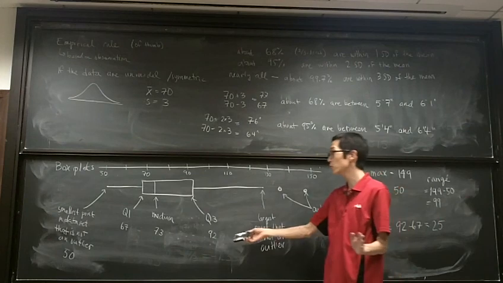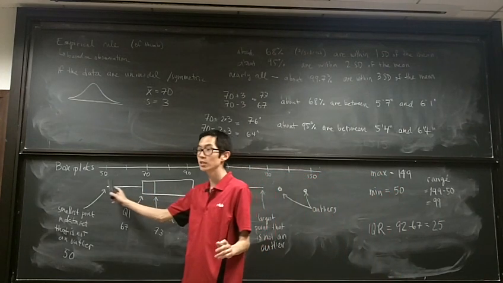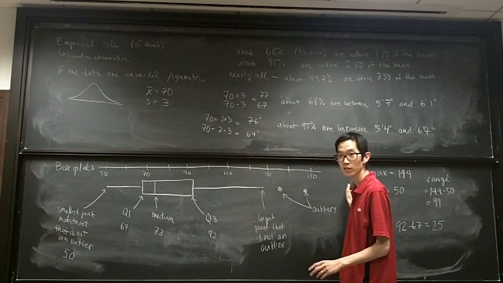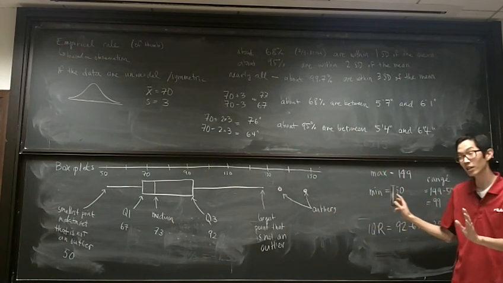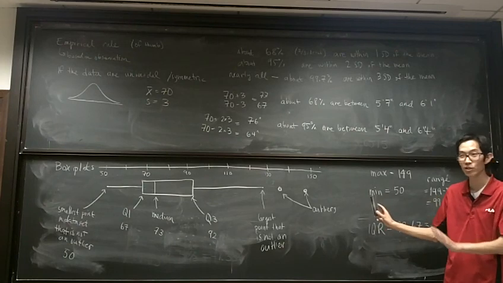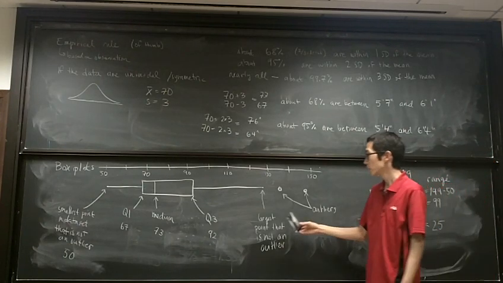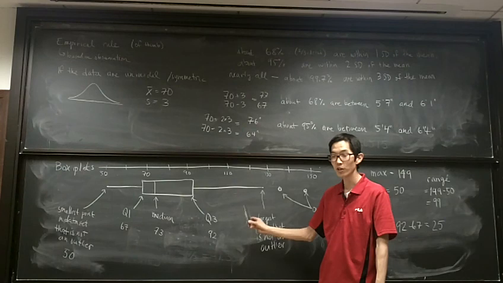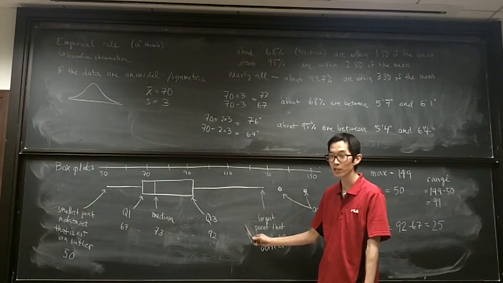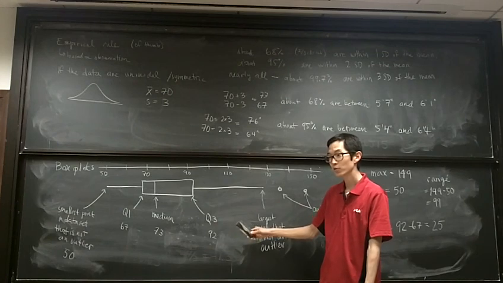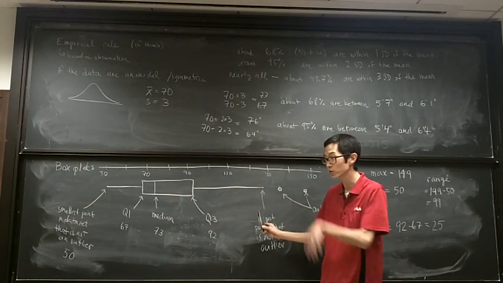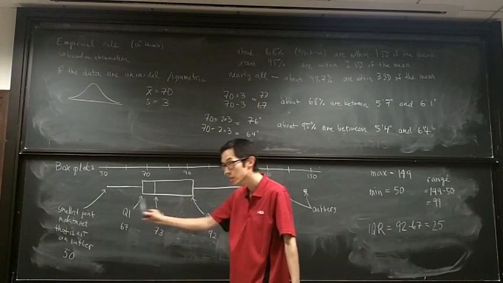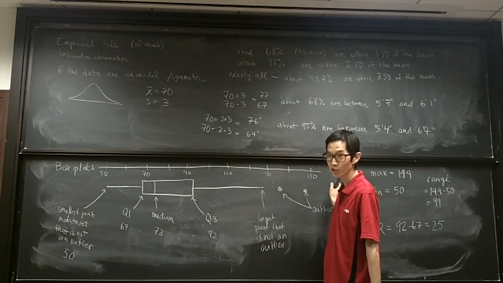Okay? So if Q3 is 92, that means 75% of my data is smaller than 92, and 25% is larger than 92. All I'm doing is reiterating the definitions of Q1, Q3 and median, okay? So Q3 is 92, that's my third quartile. The definition of Q3, which you should already have in your notes, is that 3/4 of your data is smaller than Q3, which means 1/4 is larger than Q3. So it's just applying what you've learned. So 3/4 of my data is smaller than 92, and 1/4 is larger.